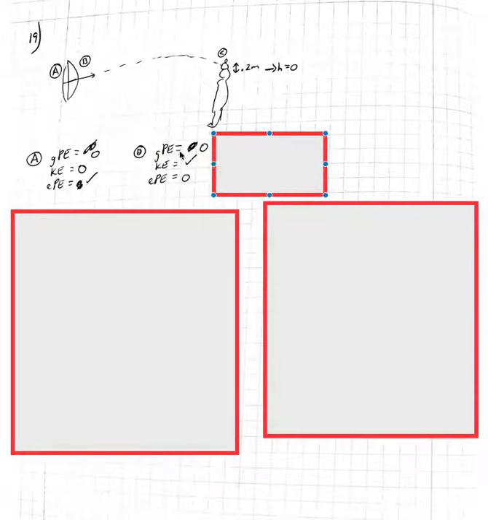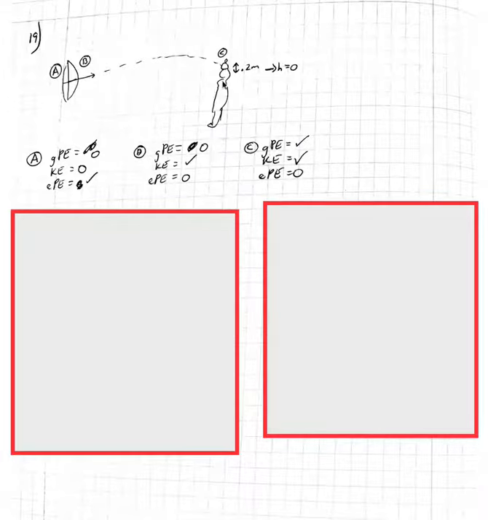At point B, that's when the arrow is loose. Still at the same height, so 0 gravitational. It is moving now, and no elastic because the bow is not stretched anymore. And then finally, at point C, where it hits the apple, there is gravitational because it's above height 0. There is kinetic because it is moving, and there's no elastic because the bow is not stretched anymore.